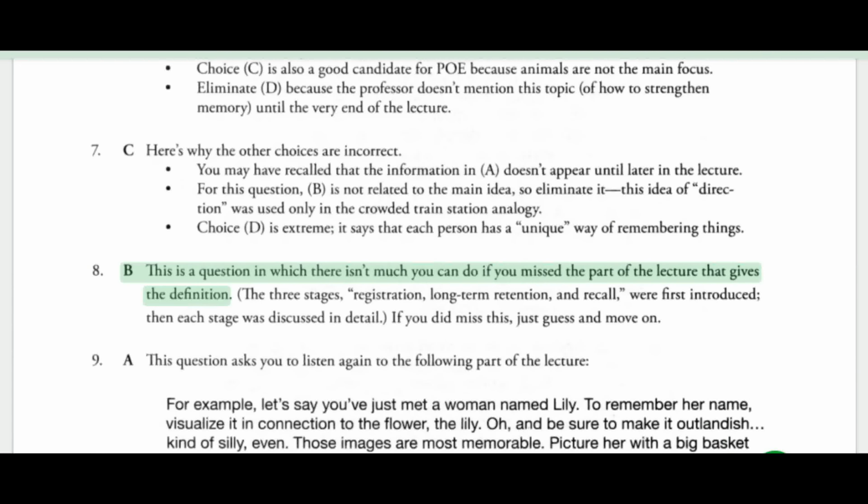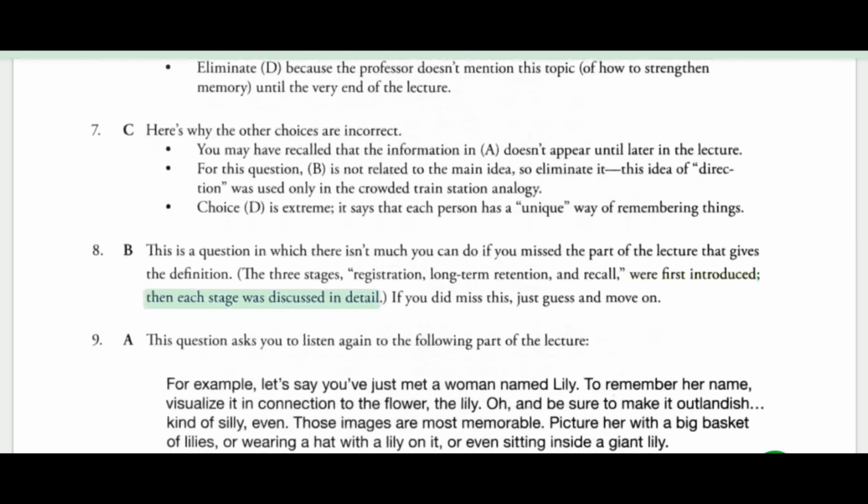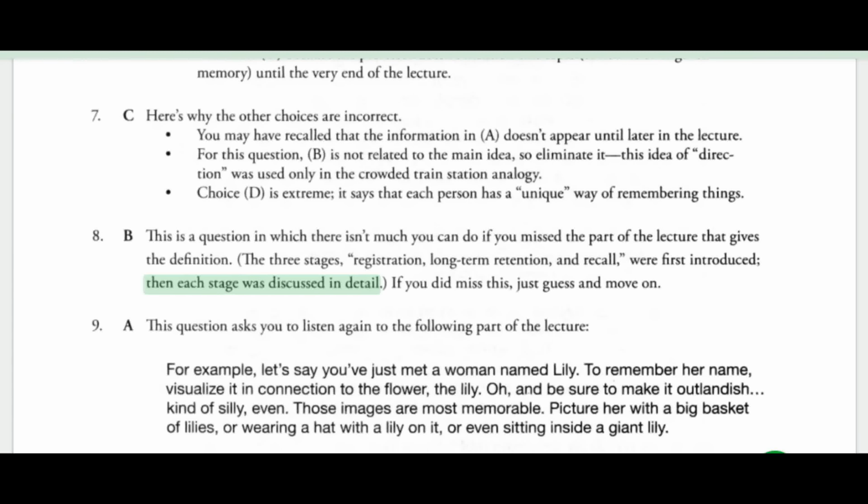8. B. This is a question in which there isn't much you can do if you miss the part of the lecture that gives the definition. The 3 stages, registration, long-term retention, and recall, were first introduced. Then each stage was discussed in detail. If you did miss this, just guess and move on.